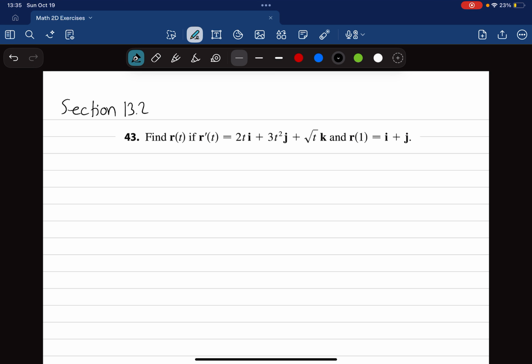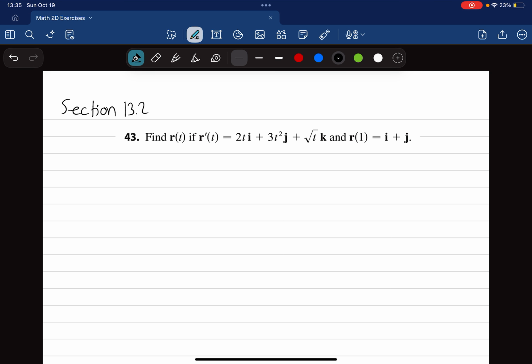Normally, with these derivatives of vector function problems, we're given a function like r of t, and we're supposed to find its derivative. Here we're going in reverse. We're given the derivative, and we need to find the function such that its derivative is this and satisfies this condition. How do we do this?